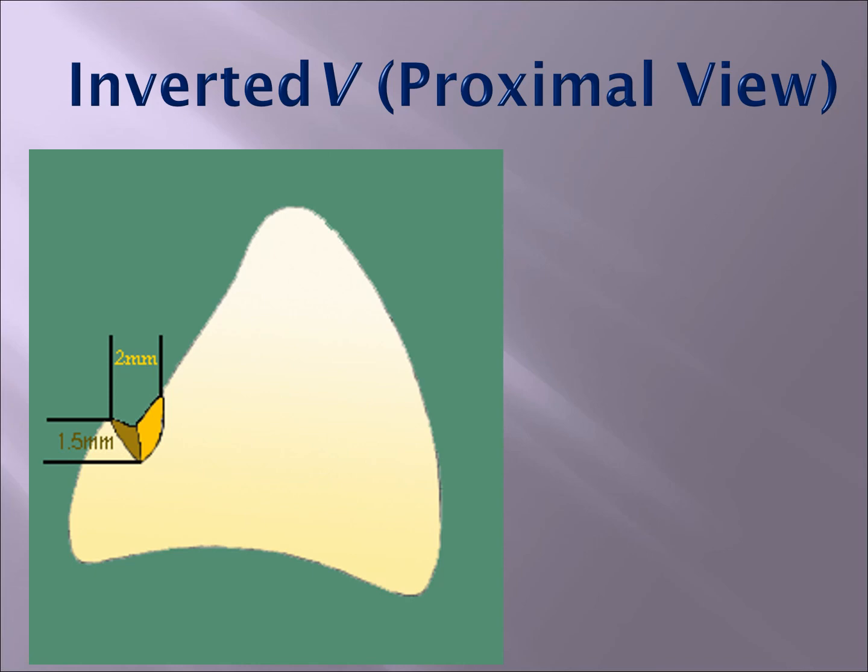Now, after preparing the floor of the rest seat using the inverted cone, you use a Fissure bur, a diamond bur, to prepare the wall that is around 2 millimeters in its height. The idea is to have it free of undercuts. This is the most important thing. So it should be prepared parallel to the path of insertion and removal.